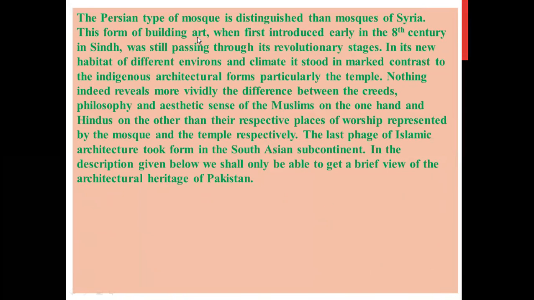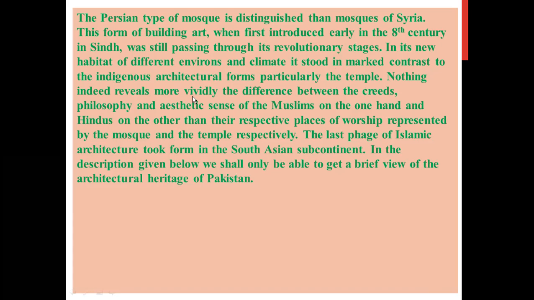This form of the building art, first introduced early in the 18th century in Sindh, was still passing through its revolutionary stages in its new habitat of different environments and climate. It stood in marked contrast to the indigenous architectural form, particularly the temple. So this mosque was also constructed, and that was also a good example of the Islamic architecture.